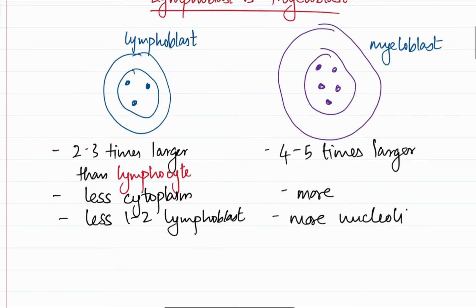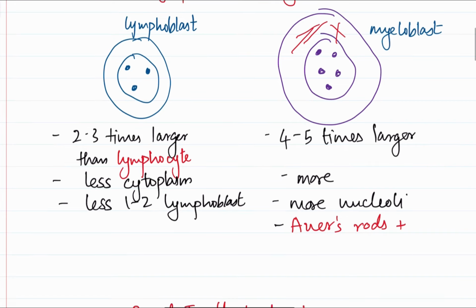And the final and the most important distinguishing feature is the presence of Auer rods. So Auer rods are peroxidase positive granules which are present inside the myeloblast, and they are absent in the lymphoblast. So presence of Auer rods is a feature of myeloblast, whereas they are absent in the lymphoblast. So these are the distinguishing features. Let's mark the Auer rods here. These are our Auer rods.